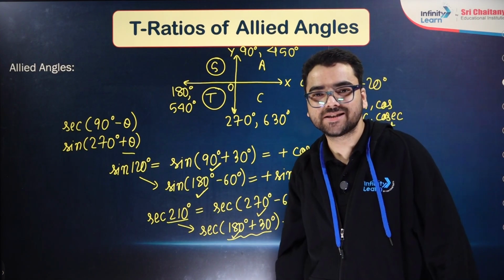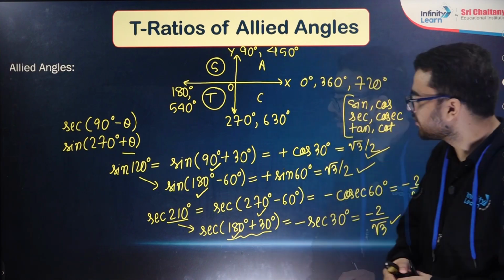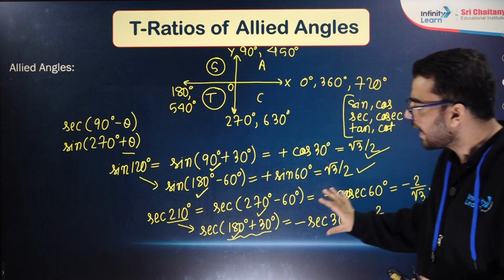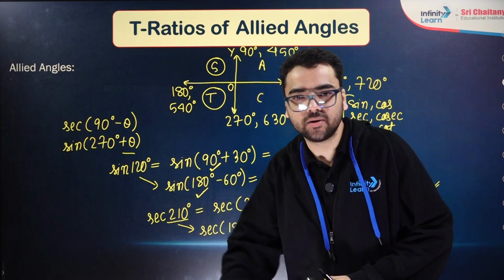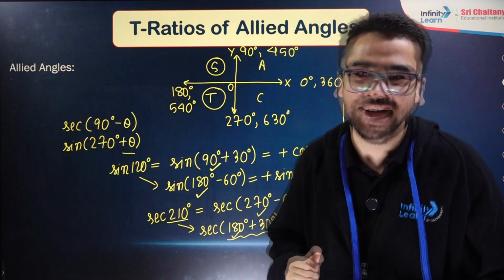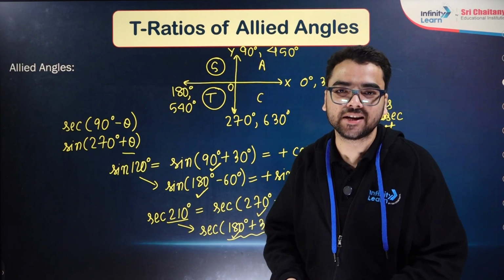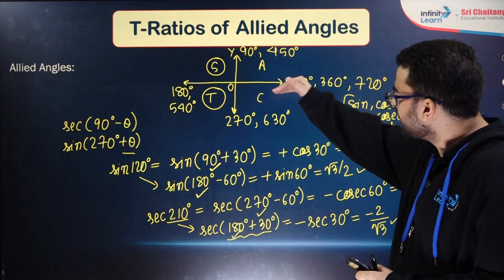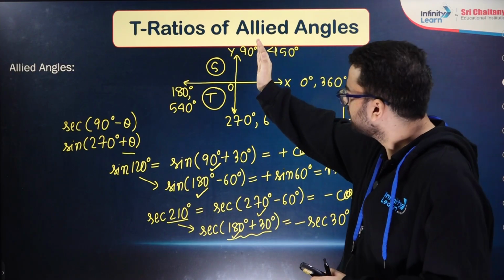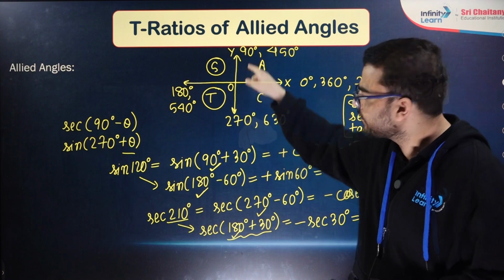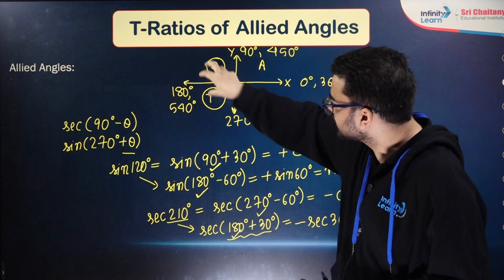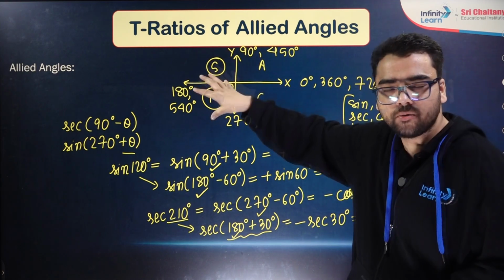I hope that logic is clear to every student in this session. So that's how you do it for allied angles. I hope it's clear, guys. So that's the way of thinking in that case. Now, you see the angle can be more than 360 as well. It can be more than 450 as well. So you have to use the same logic. You just have to decide which quadrant it is in. I hope you understand that.